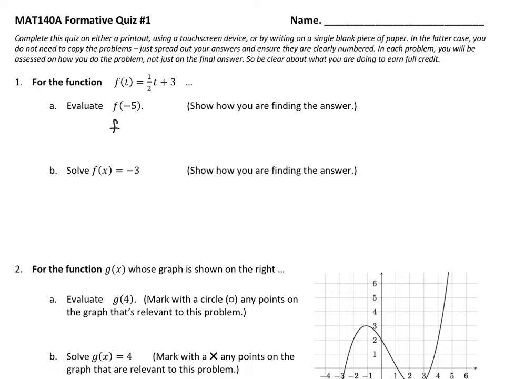So we'll have f of -5 is 1/2 times -5 plus 3, which is -5 halves, plus 3, which is positive 1/2.